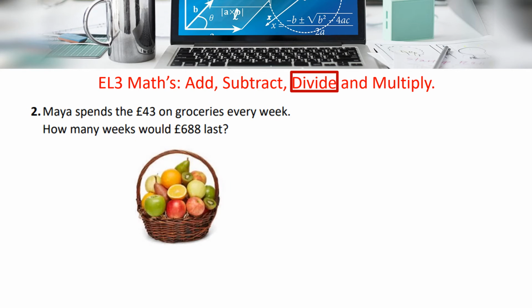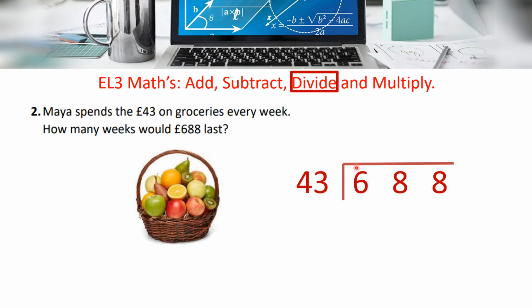Now let's look at dividing with 2 digits. Maya spends £43 on groceries every week. How many weeks would £688 last? So what you do is you take the 688, you divide it by 43, and this is how you do it. Again, you start from the left and work your way to the right.